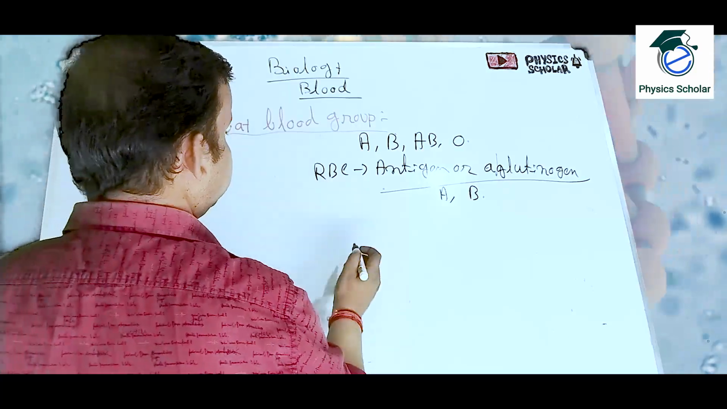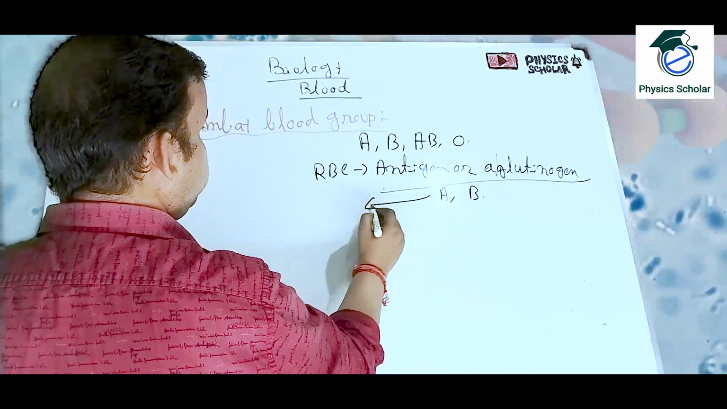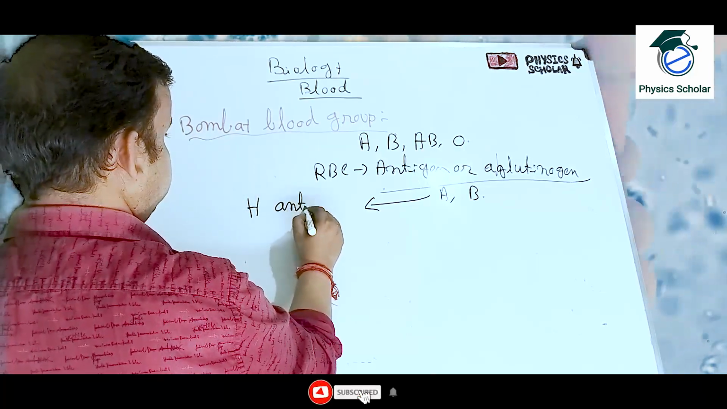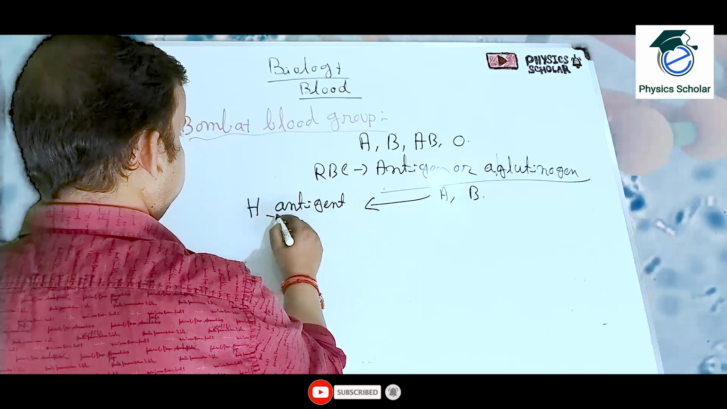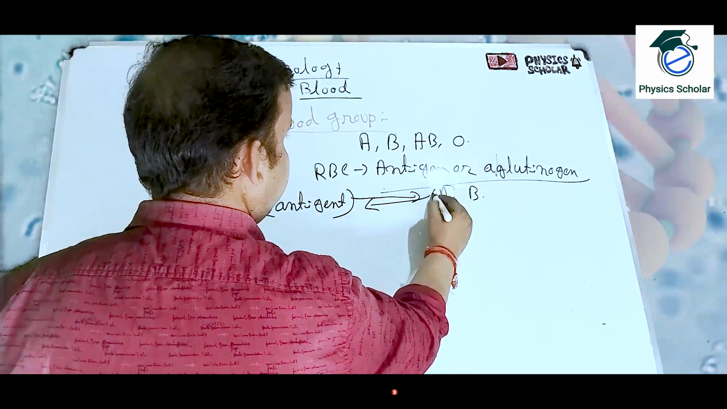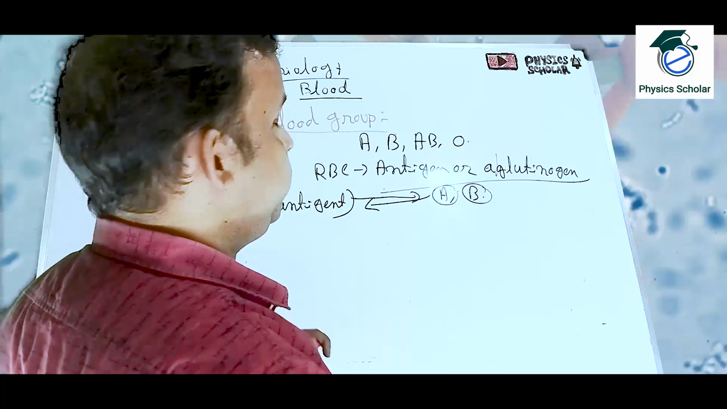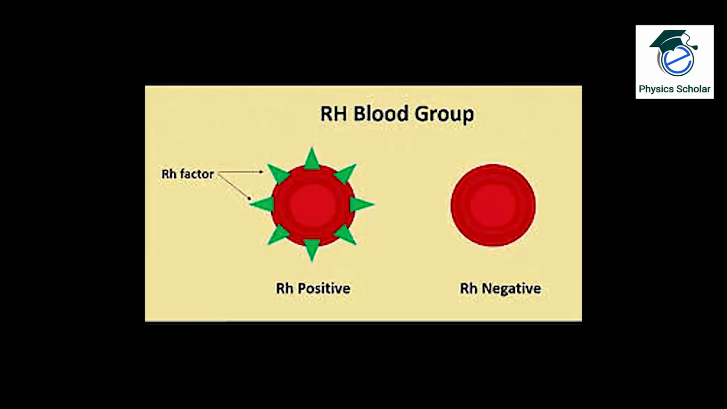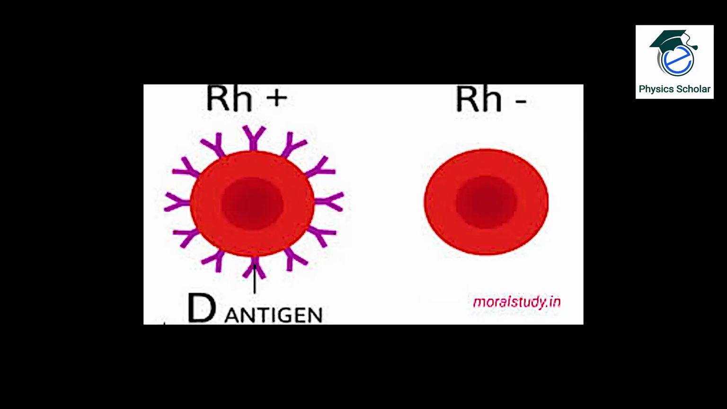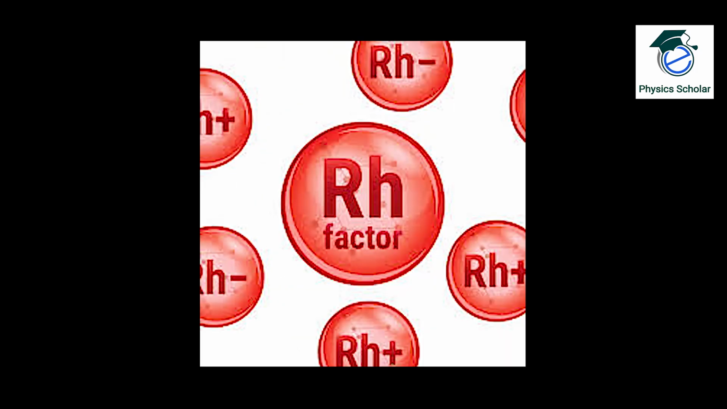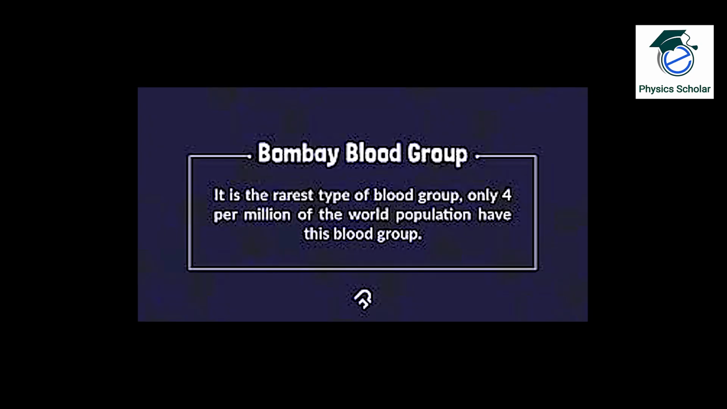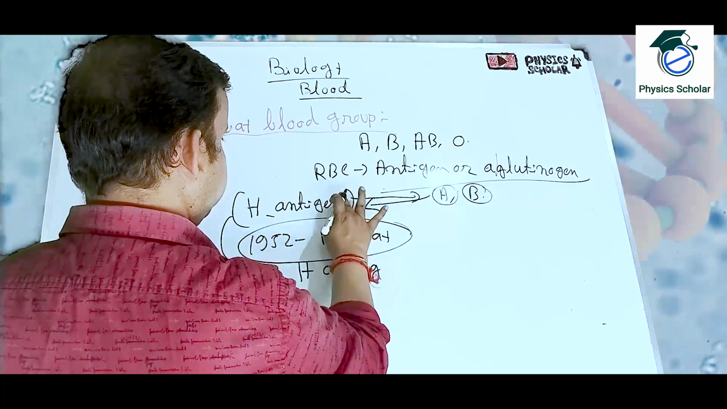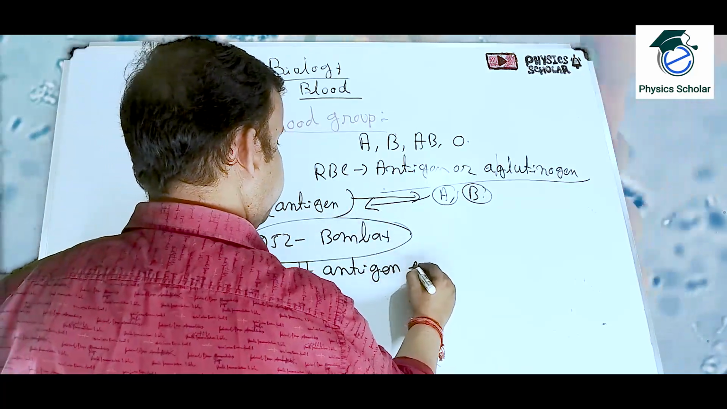Now the thing is that the A and B agglutinogens are generated from the H antigen. From the H antigen, both the A and B antigens or agglutinogens will be generated, clear? But a special case was found in 1952 in Bombay. In one person, in his blood, no H antigen is present.